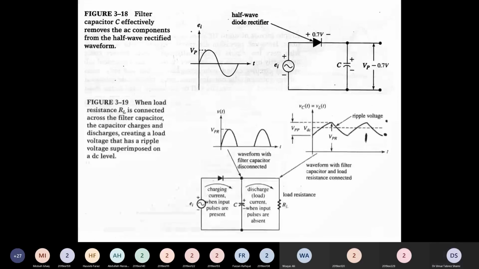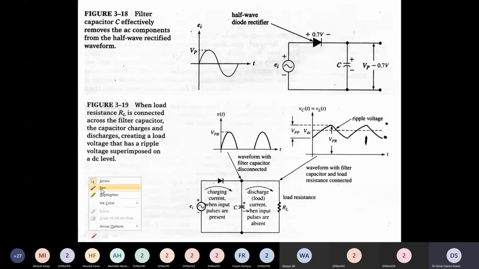So without using the filter capacitor, we must not forget that the DC voltage will be very, very small, almost over here, because we are taking the average of one cycle. And with using a filter capacitor, our DC voltage also increases like this. It shifts to a higher level. So this is another advantage of using a capacitor.